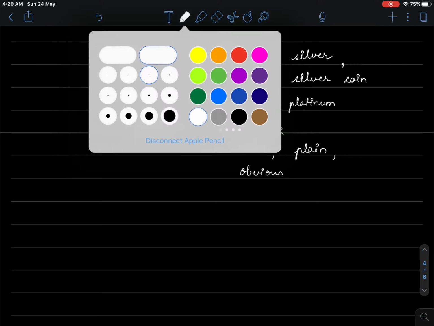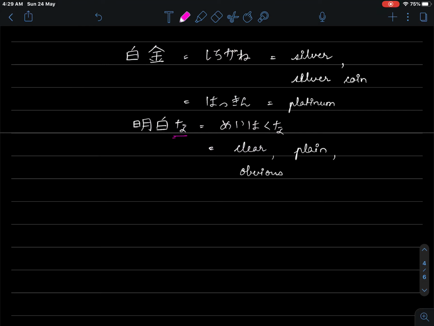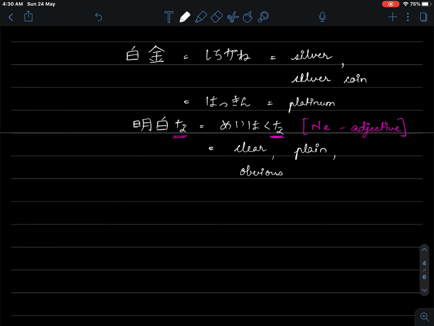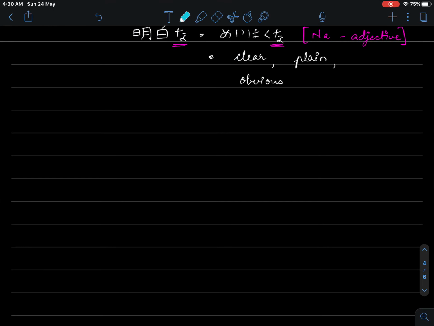Okay, this na part, this na indicates that it is a na adjective. So again, please make sure to be going through grammar simultaneously. Okay, in any case, let's move to the next kanji, and now we will see why we had to suddenly change the pattern a bit. You know, it will become really obvious to you.